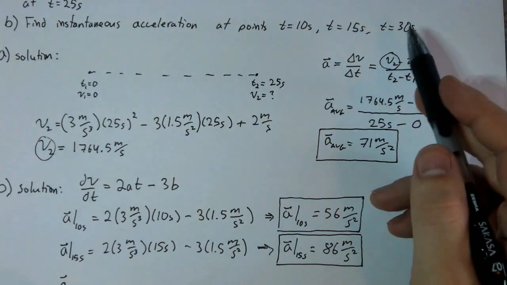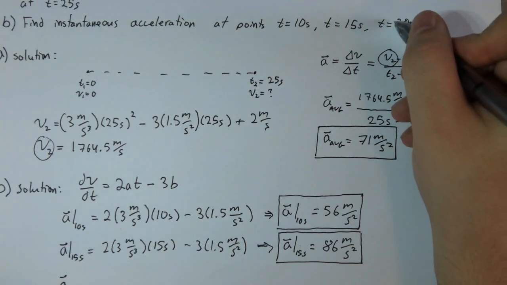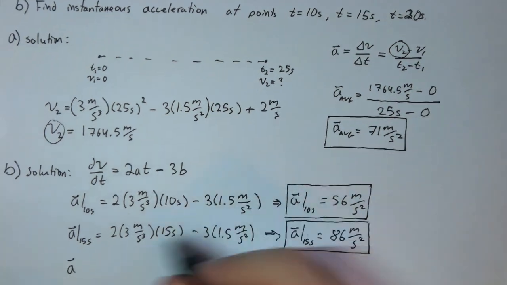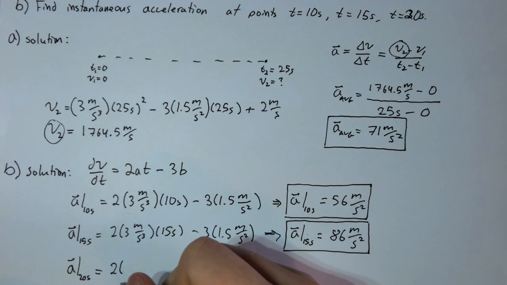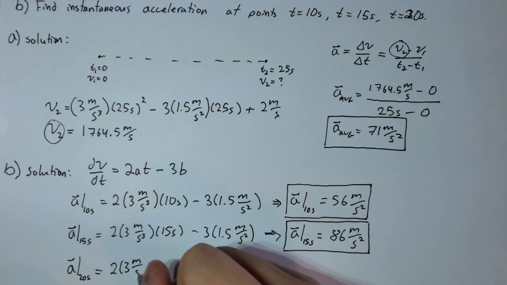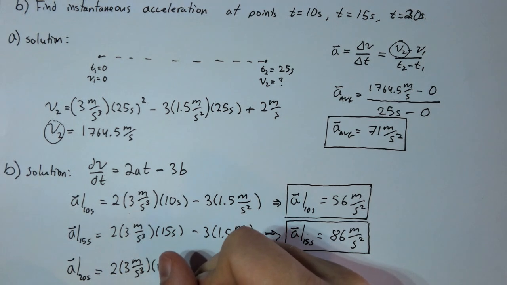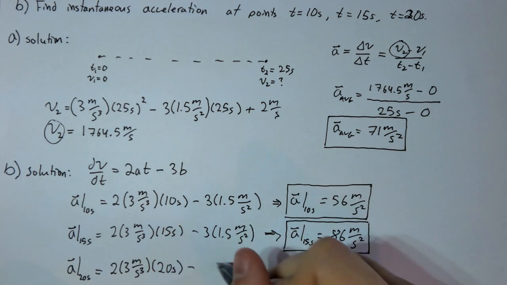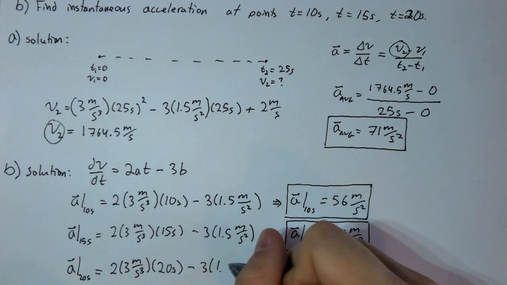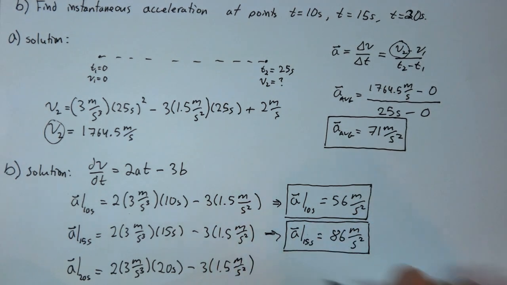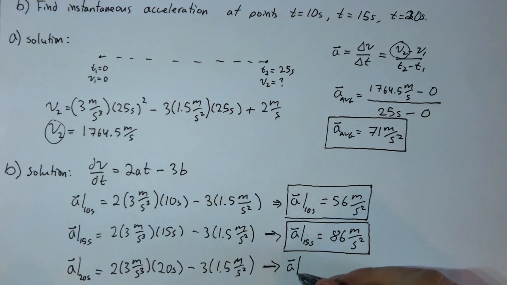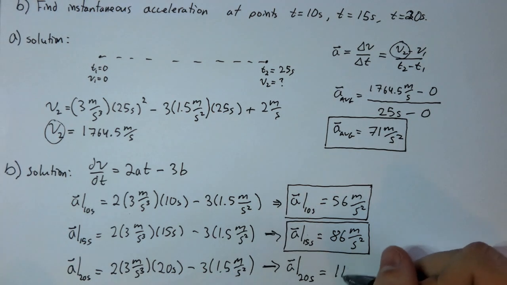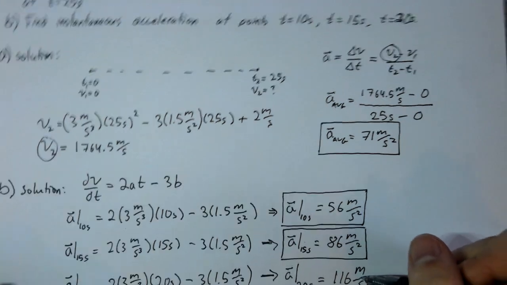Finally, sorry, this should be 20, not 30. 20 seconds, although we could do it at 30 if we wanted. But let's do it at 20. That's 3 meters per second cubed times 20 seconds minus 3 times 1.5 meters per second squared. And that works out to an acceleration at 20 seconds of 116 meters per second squared.